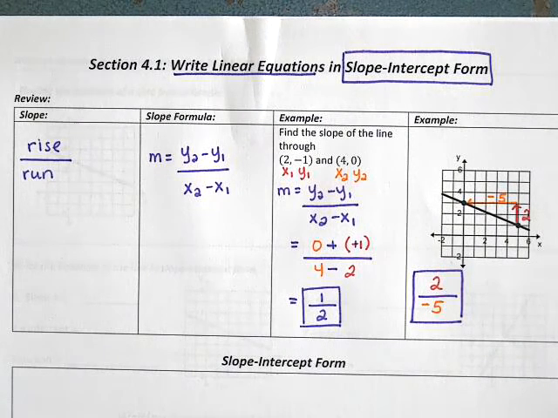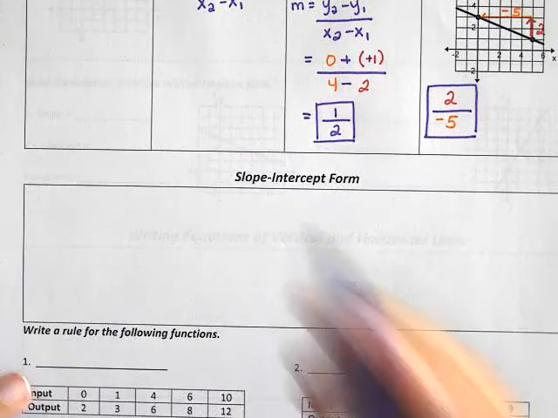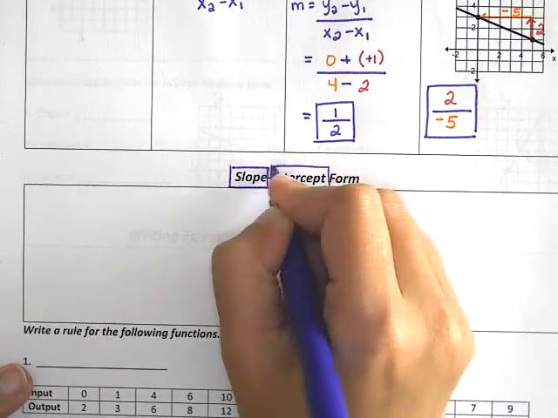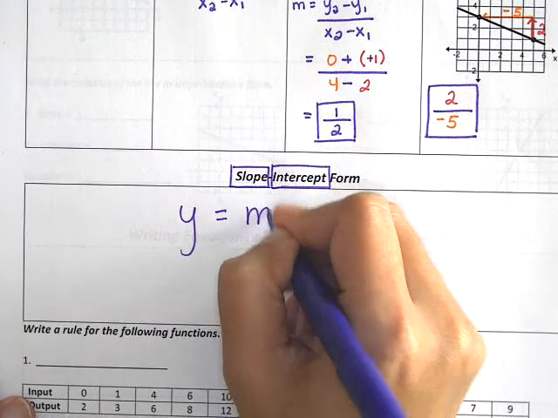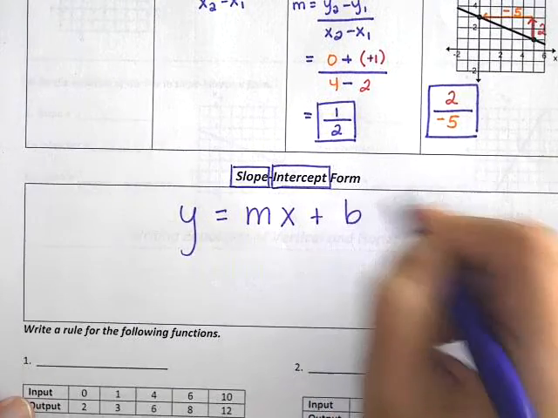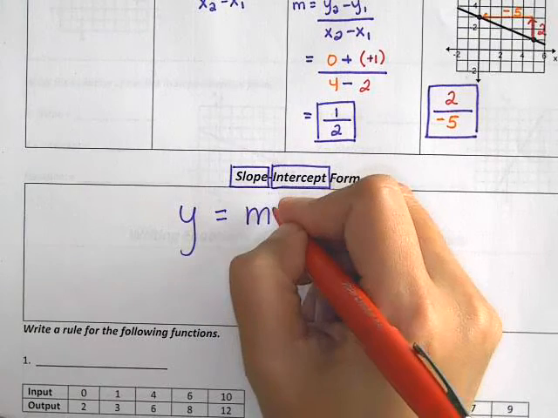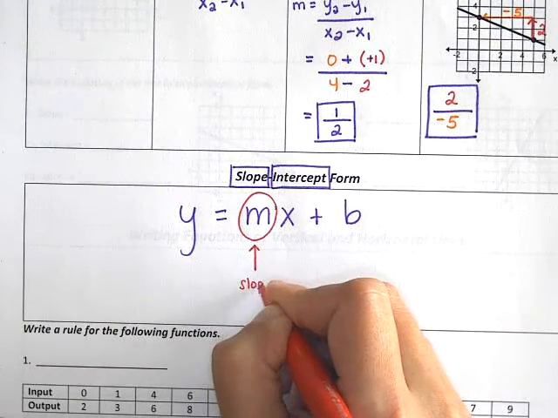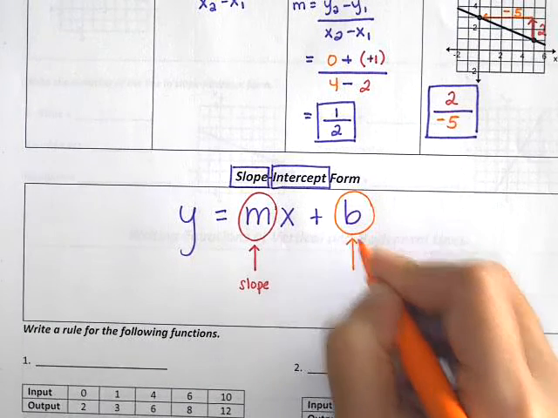Now the reason we're reviewing this is because today slope is going to be one piece of the kind of equation we are writing. Today we are going to be writing equations in slope-intercept form. You may remember from the previous chapter that slope-intercept form is y equals mx plus b. In this kind of equation, the m is always the slope. And the b is always the y-intercept.